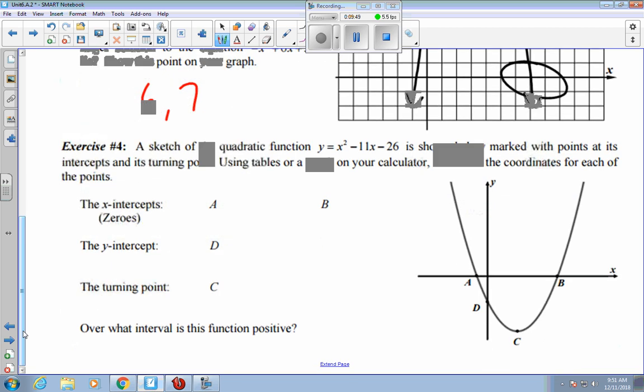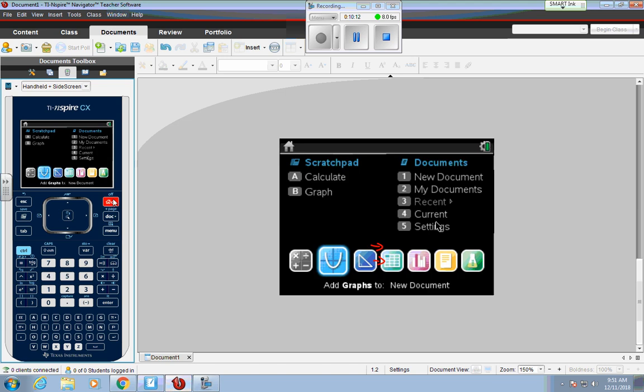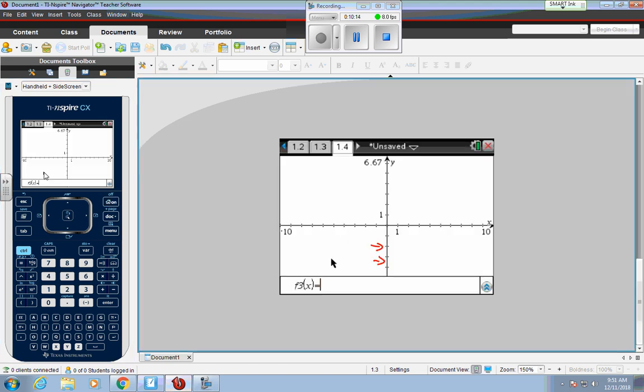Exercise 4. A sketch of the quadratic function is shown below, marked with points and its intercepts and turning point. Using tables or graphs on your calculator, determine the coordinates for each of the points. So we just have to put this right in our calculator. So back to the calculator again and plug in x squared.